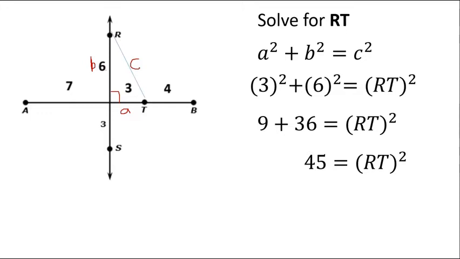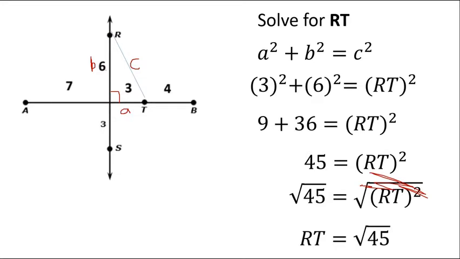And again, to undo a square, we square root it. So again, the square and the square root eliminate each other. So all we're left with is our segment RT. So we say segment RT is equal to square root of 45. Okay, now let's get into our last example using this diagram. So there we go, that's square root of 45.